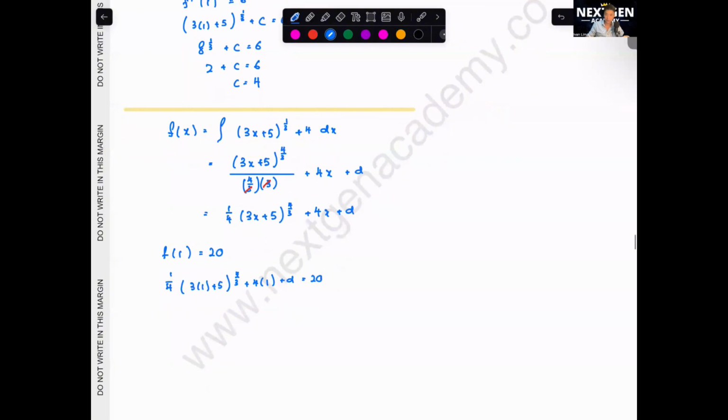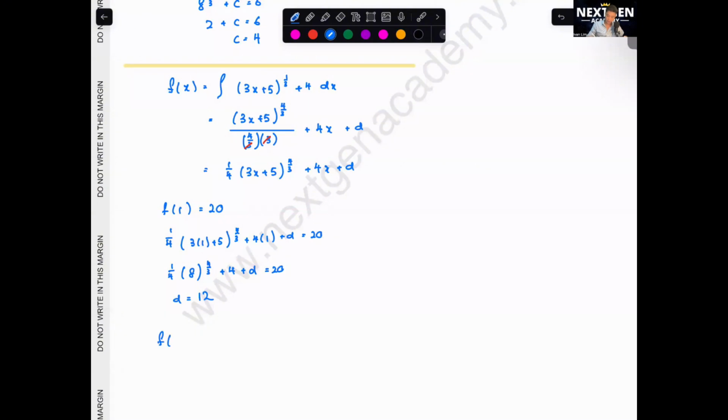Okay, go ahead and find the value over here. Here will be 1 over 4, 8 to the power of 4 over 3, plus 4 plus d equals 20. Just shift everything to the right-hand side. You can just use your calculator. d equals 12. Okay, so this is the final answer: f(x) equals 1 over 4, (3x plus 5) to the power of 4 over 3, plus 4x plus 12.